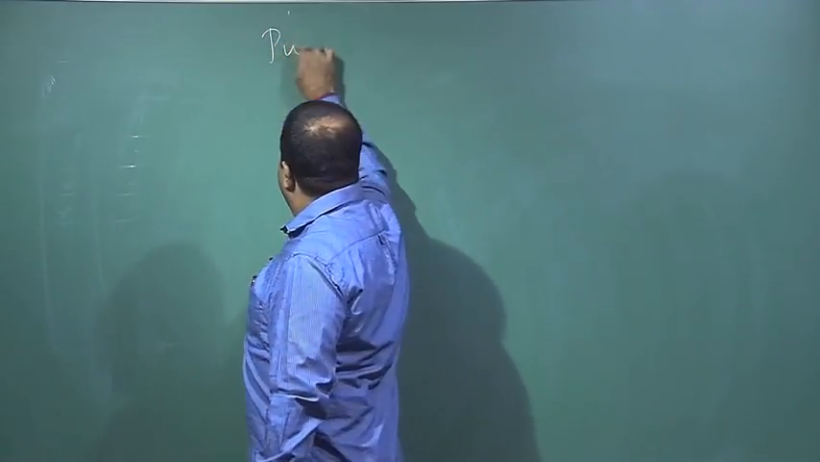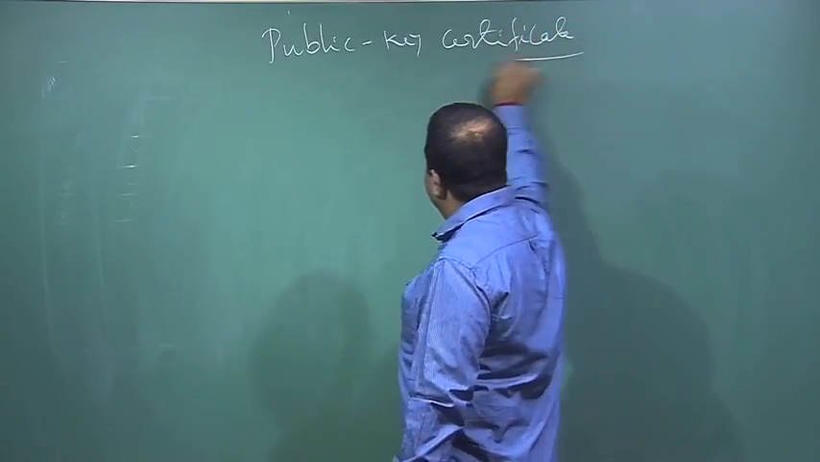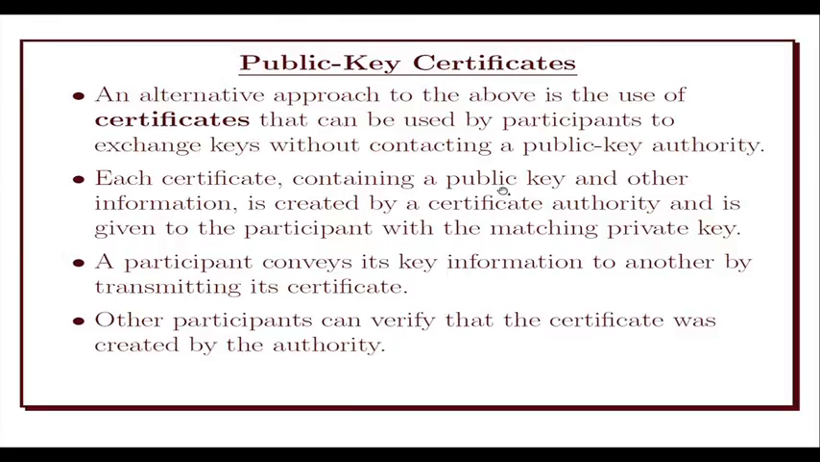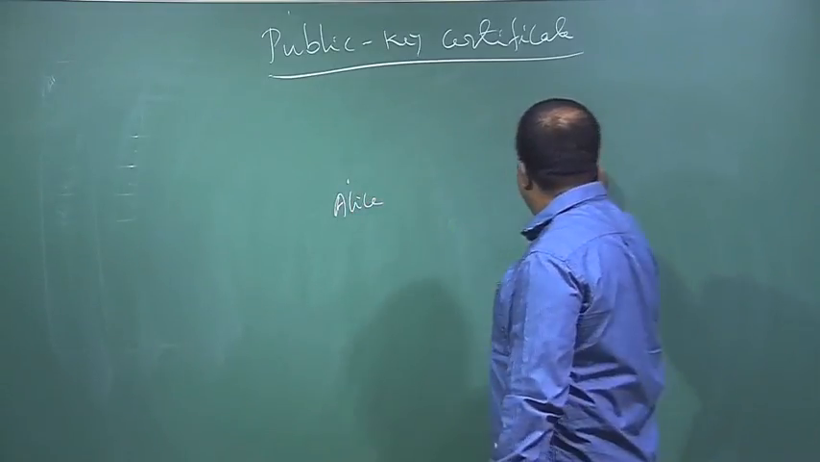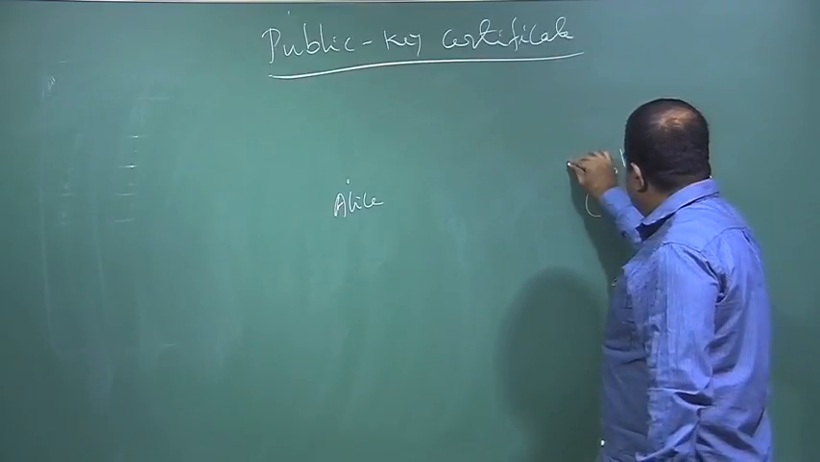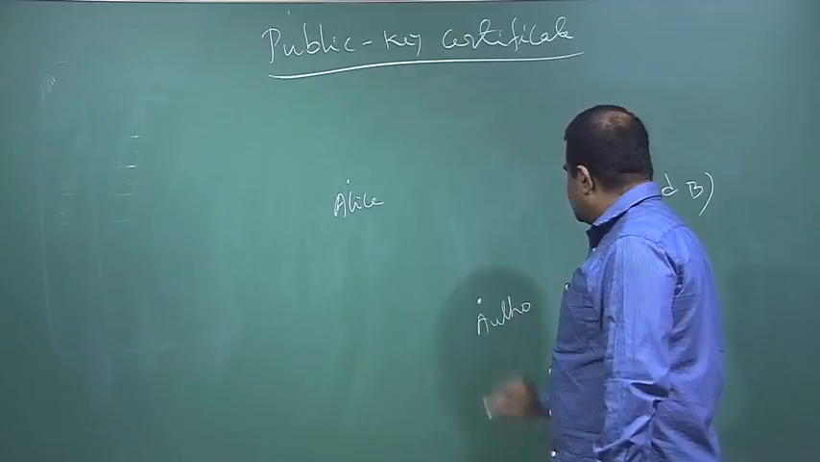So, the public key certificate is basically an alternative approach to get the public key. The trusted party, the public key authority, will issue the certificate. Each certificate contains a public key and other information like a timestamp, is created by a certified authority, and is given to the participant with the matching private key. Suppose Alice and Bob. Bob has this public key private key pair, and there is a trusted authority who is giving the certificate.